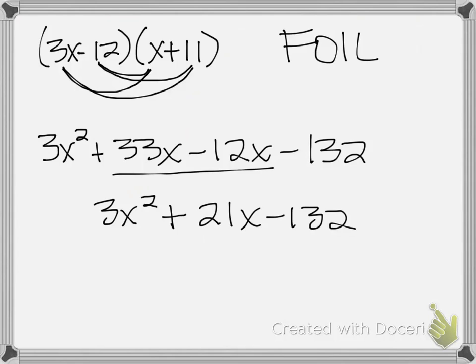And this was, oops, I didn't label this. This was 29. In other words, you subtract 12x from 33x. Yeah, I combined my like terms. 33x and 12x are like terms, so I combine those.